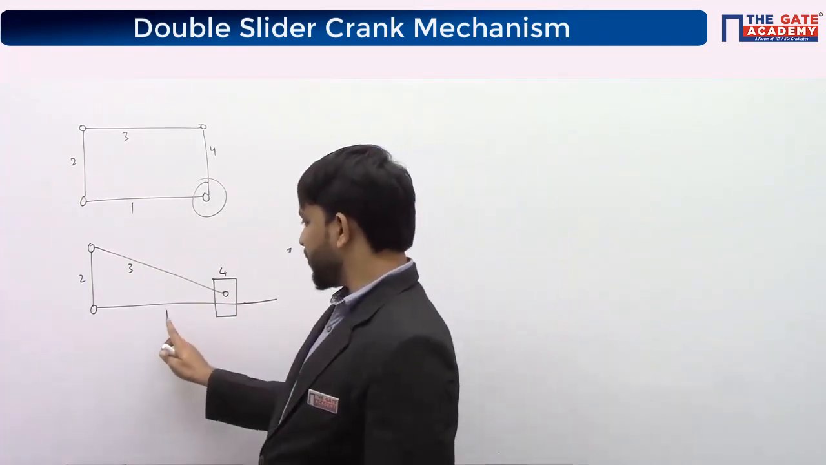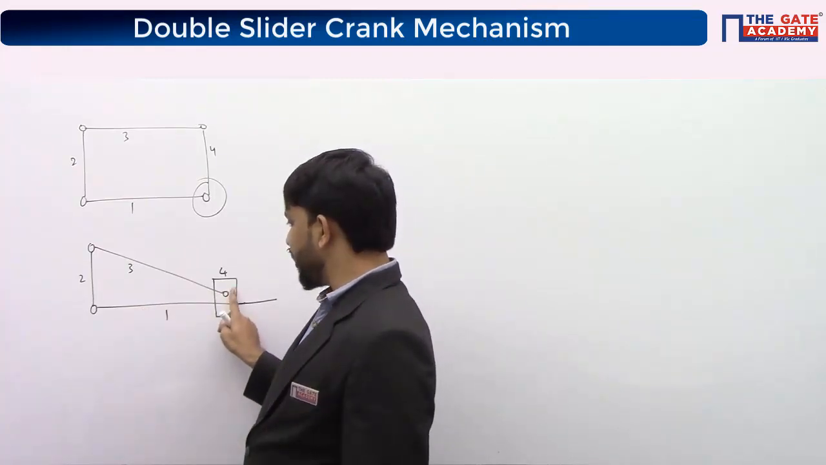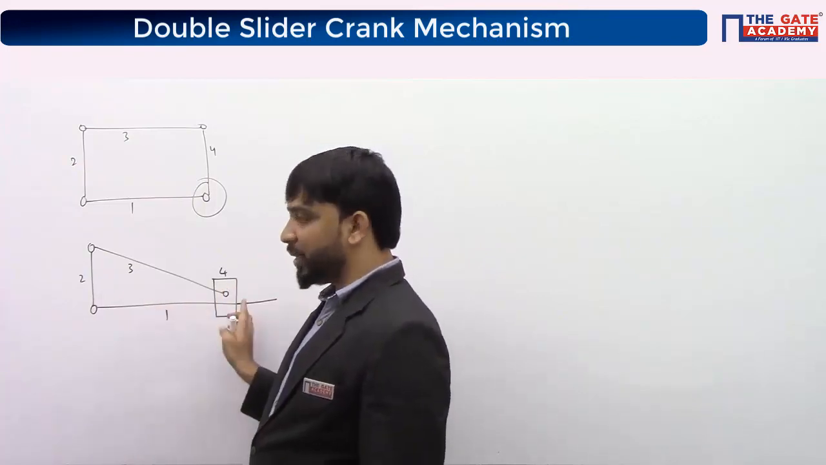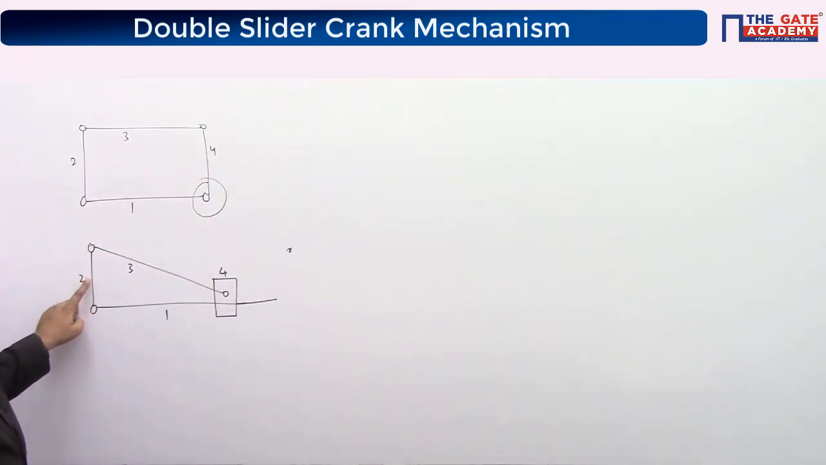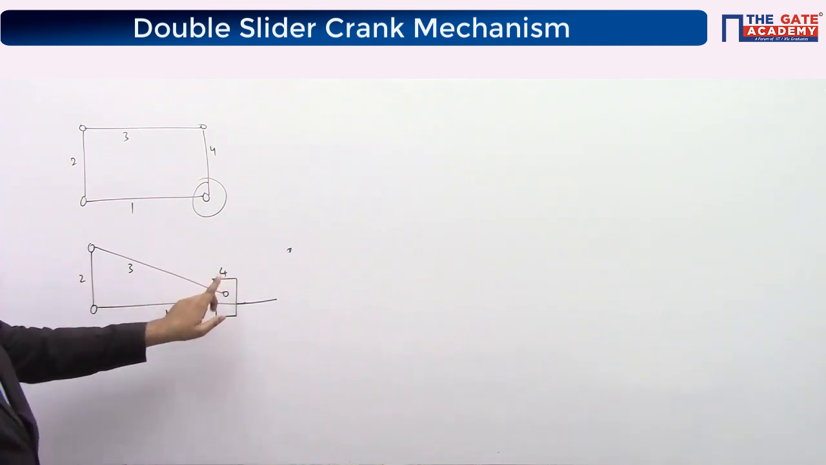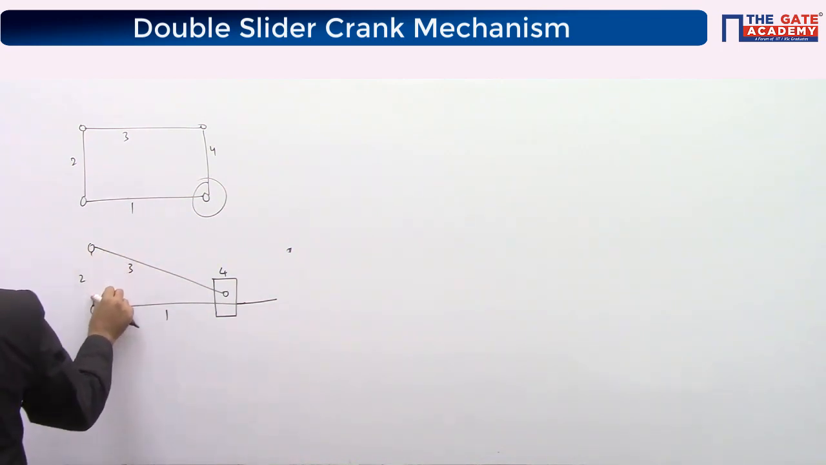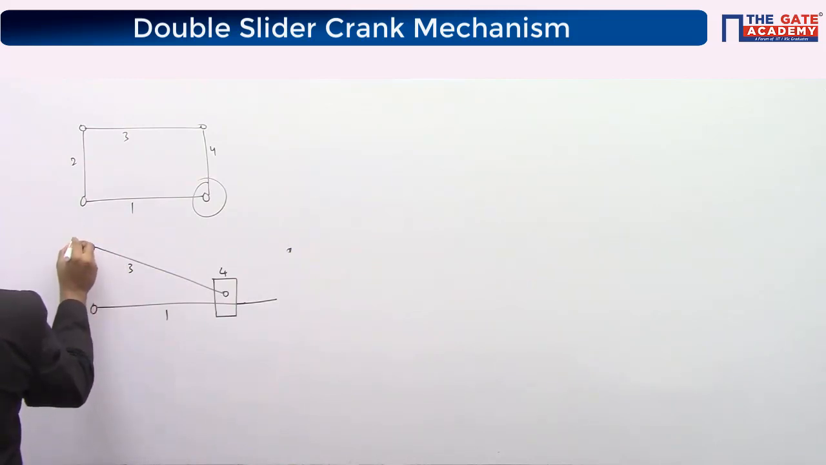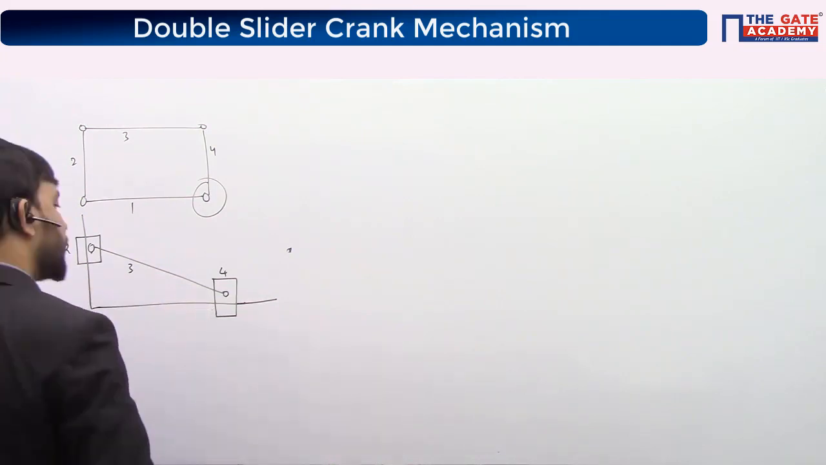Now see here, in this mechanism, I cannot make link 1 a slider, because link 1 is already supporting link number 4. For link 4, link number 1 is a guide, okay? If you look at link number 2, I can make link number 2 a slider. Link number 3, again, I cannot make a slider because it is the connecting link for link number 4. So I am changing the shape of this link and making link number 2 a slider. The shape of link 4 is something like this. Link 1 will guide both the sliders.